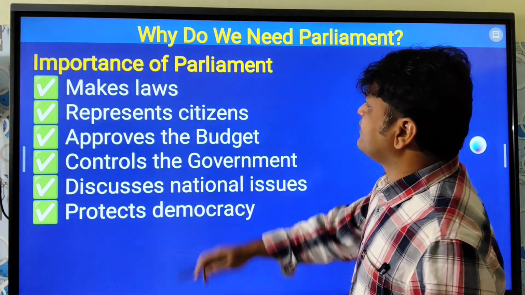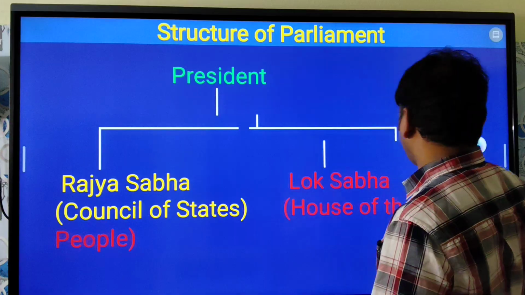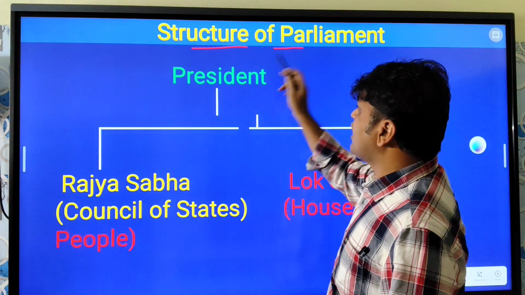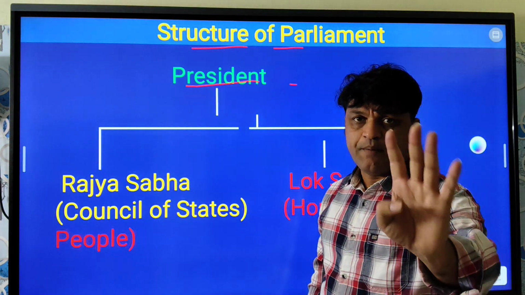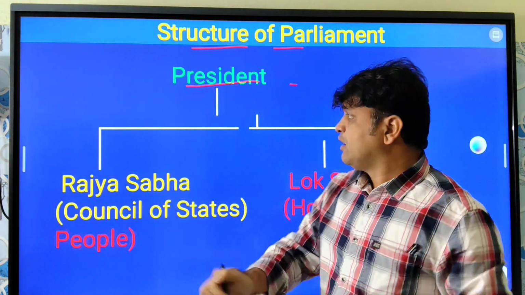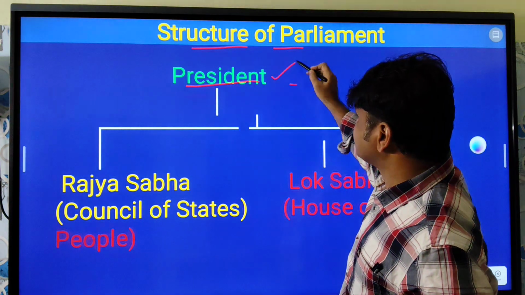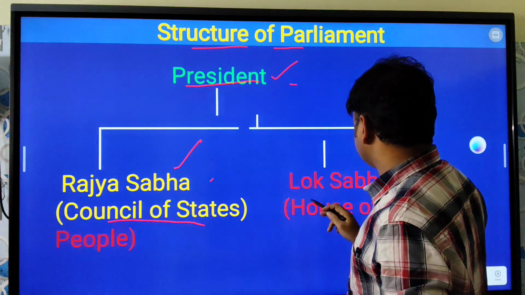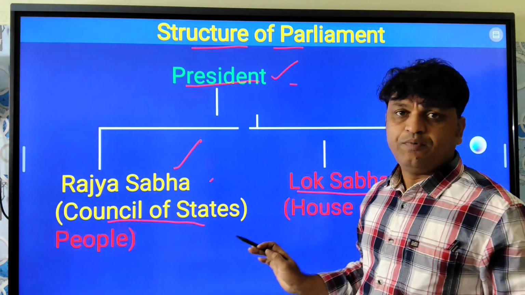Moving to the next slide. What is the structure of parliament? If you look at the structure of parliament, we have the president. I told you, parliament comprises three bodies: the president, Lok Sabha and Rajya Sabha. Parliament comprises the president, the Rajya Sabha, the council of states, and the Lok Sabha, the house of the people.